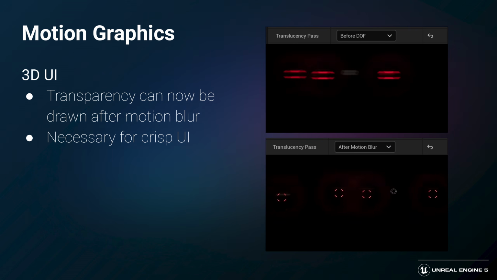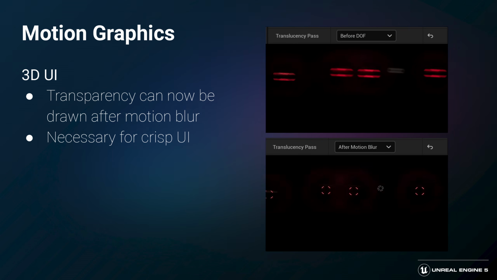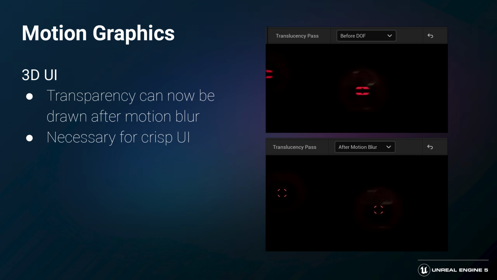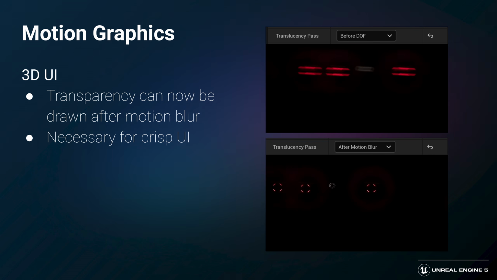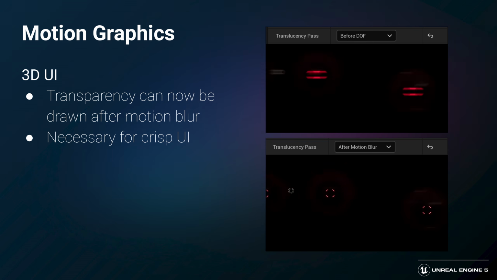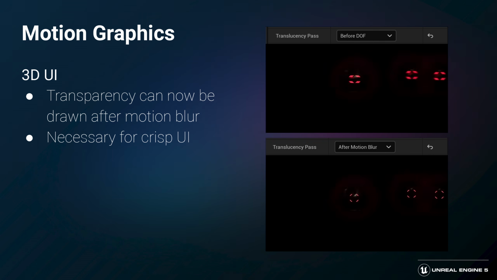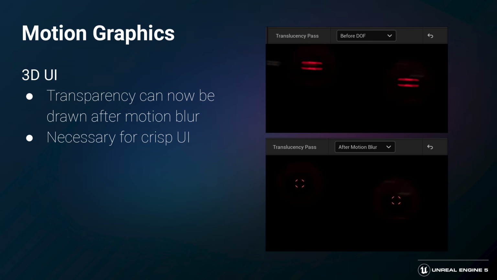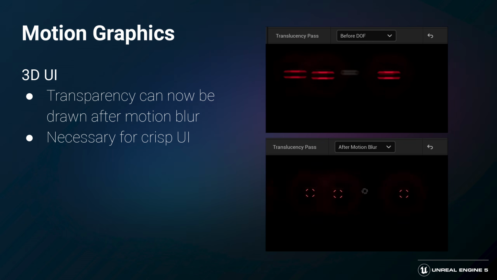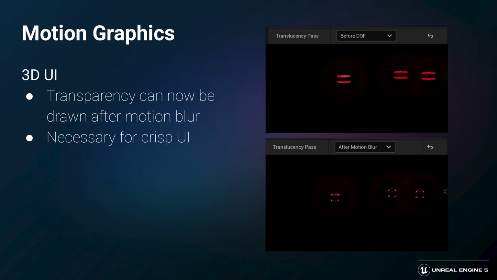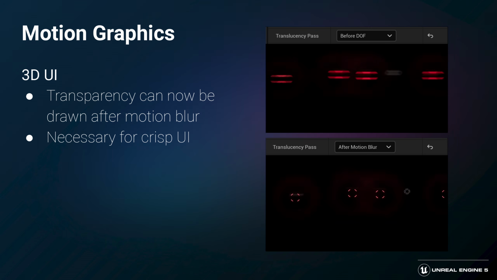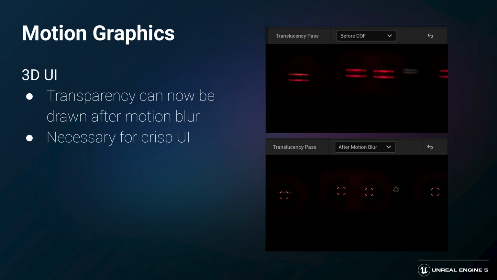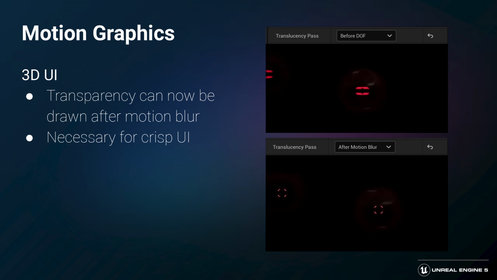The big problem, though, was they were transparent objects, so they would get motion blurred along with the rest of the scene. This just didn't feel like a user interface element. So we made some changes to the way that transparency is drawn in the engine. Now, if you just go down to the translucency pass and swap it, you'll have a little drop down, and you can just choose after motion blur, and that'll render your thing perfectly crisp, alias free. It's really cool, and I can't wait to see what people do with this engine feature.